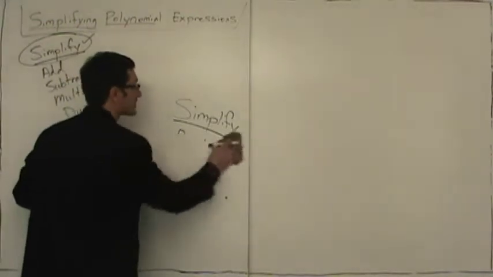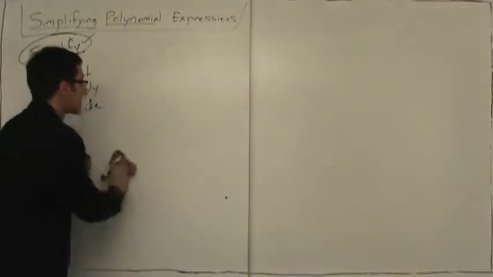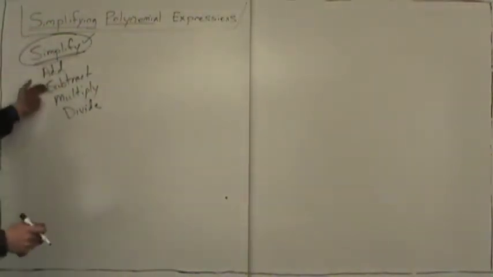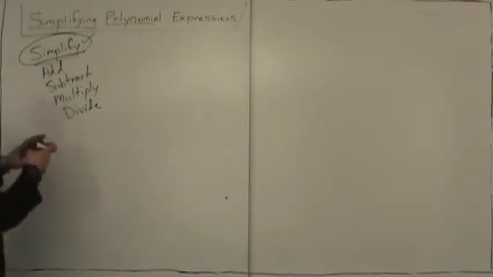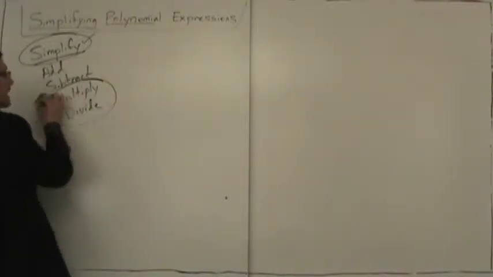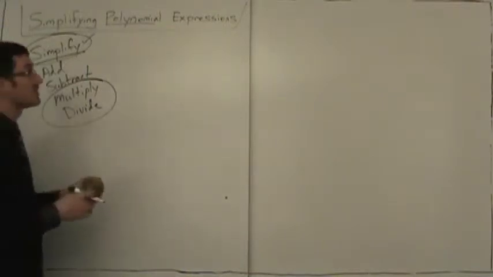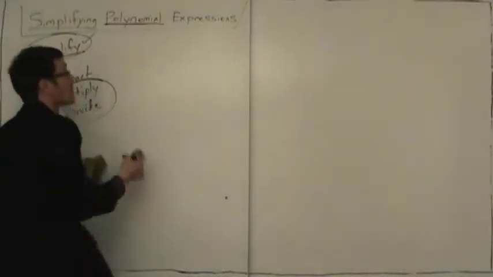Simplify, what does it mean? It finally hit me. Simplify just means to add, subtract, multiply, and divide. Now, today we're going to start with just multiplication and division. Multiplication and division of what? Multiplication and division of polynomial expressions.